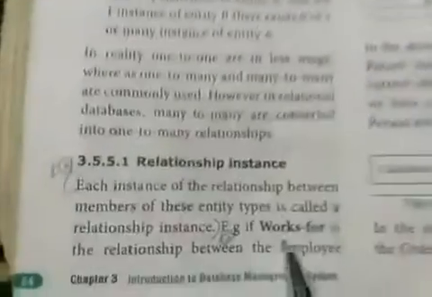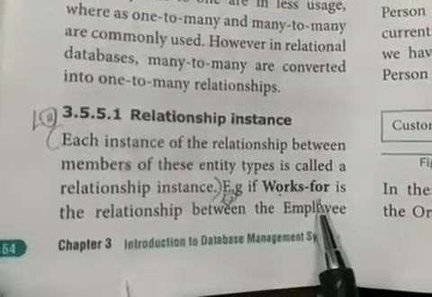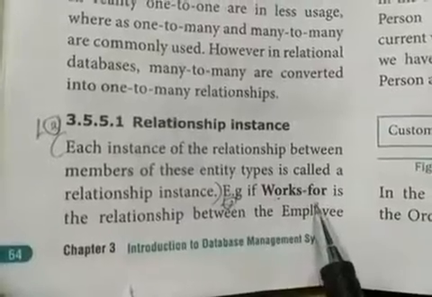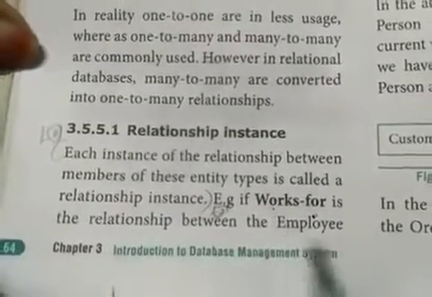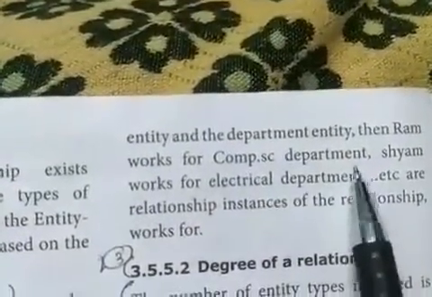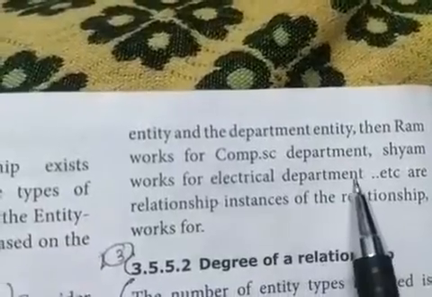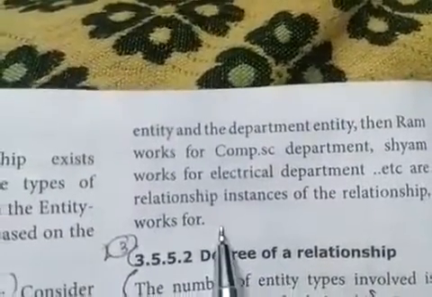In your book they have given an example, work for. So work for is a relationship value, that is a relationship instance. Here they have given an employee entity and a department entity, and then Ram works for the computer science department, Shyam works for the electrical department. Here the relationship instance is work for.